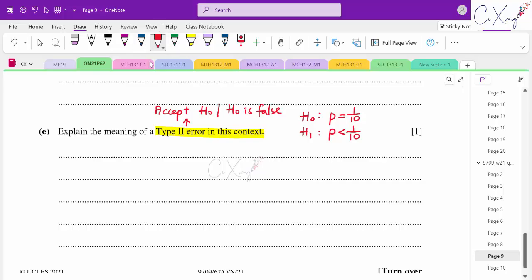All right, so what you can say is we conclude that p is equal to 1 over 10, although the null hypothesis is false, that means it is not true. So although in fact it is not. This is how we explain it in the context of the question. Yeah, I think this is the end of chapter 6, and I hope that you understand this question.